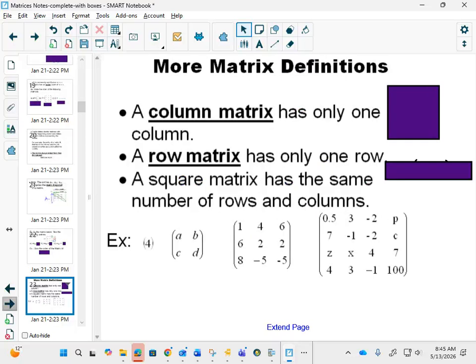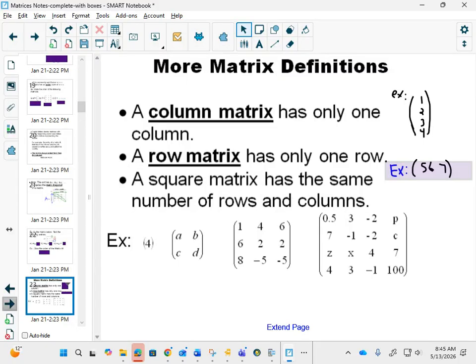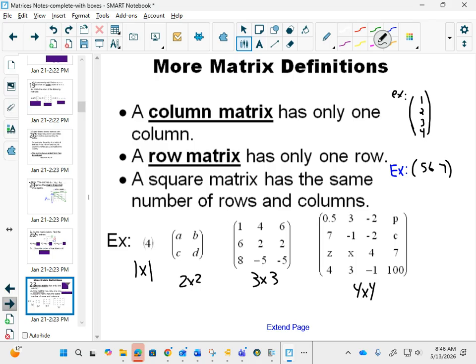More definitions. We call a column matrix a matrix with one column, and a row matrix, a matrix with one row. And there are square matrices. Square matrices have the same number of rows and columns. So here we have a square matrix. It's a 1 by 1. Here we have a 2 by 2. Here we have a 3 by 3. And here we have a 4 by 4.